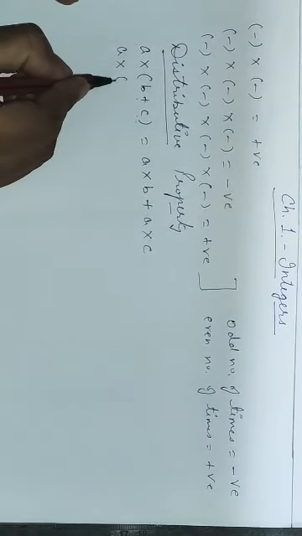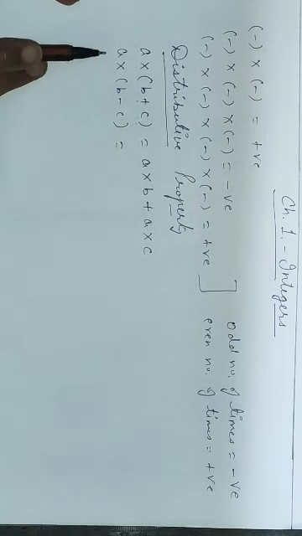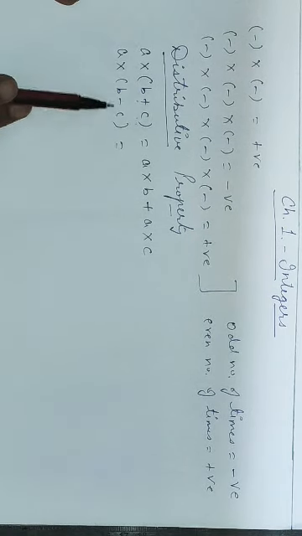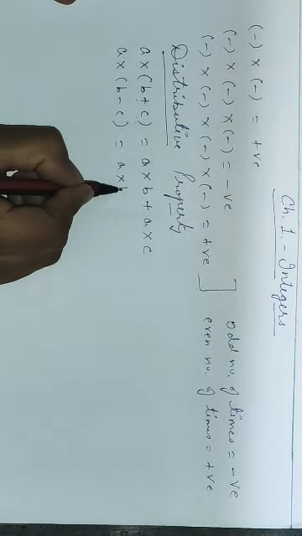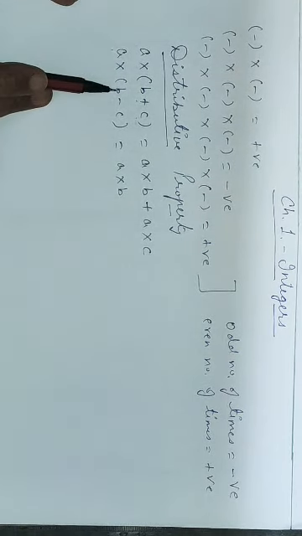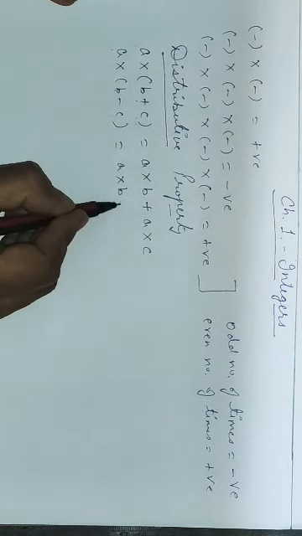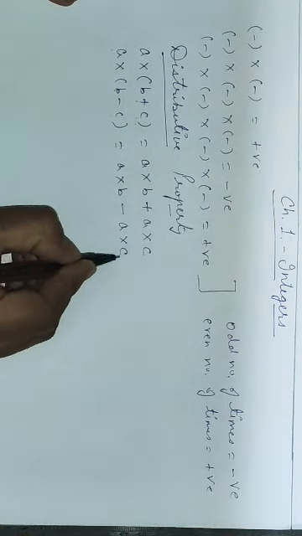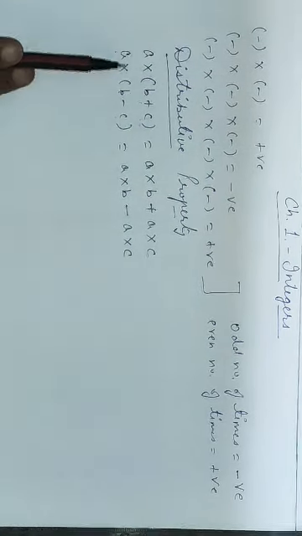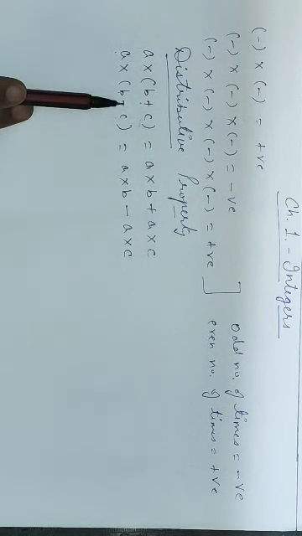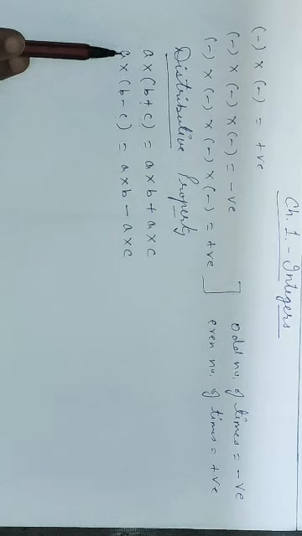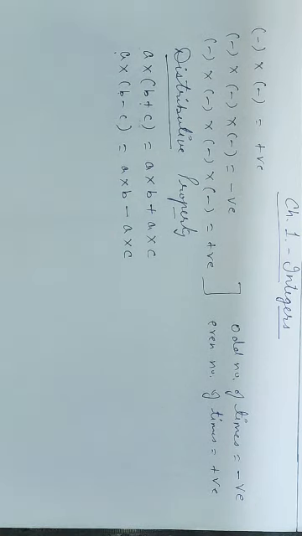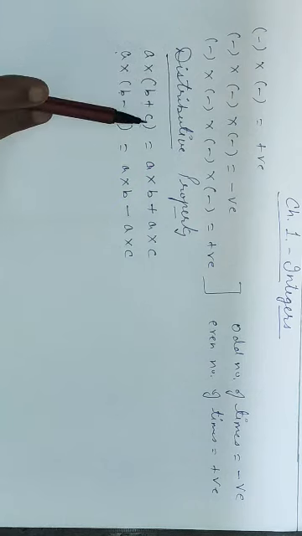Now suppose it is like this: A into B minus C. Then how will we write it? A into B, because A is to be multiplied with B. Then we have a negative sign here, so I will put a minus sign here. Then A multiplied with C. So what we did? We multiplied A with B. Then because we have a negative sign here, I have put a negative sign here. Then A multiplied with C. This is what we call distributive property of multiplication. Distributive means we have divided it in two parts, first with B and then with C.